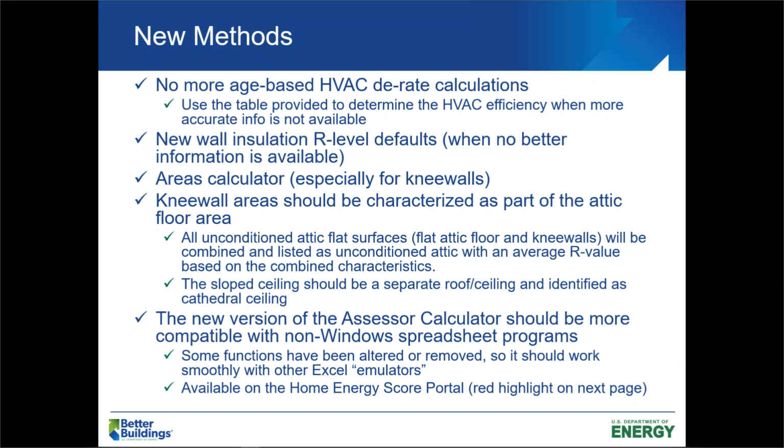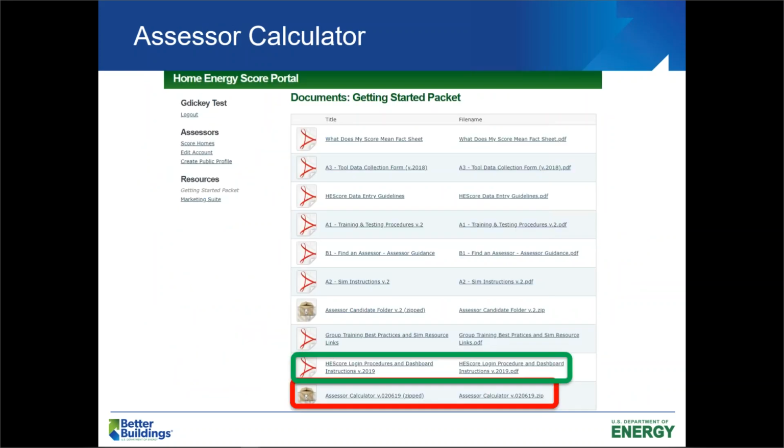We will provide the new calculator with the email that we send out with the link to the website, but it is already available now on the Home Energy Score portal. So if you're used to logging on to the Home Energy Score portal in order to do your data entry for the Home Energy Score, if you click on the Getting Started packet under Resources, that will open up this page, and you're looking for the Assessor Calculator at the bottom that's dated 02/06/19. So you can download that today by going to the portal.